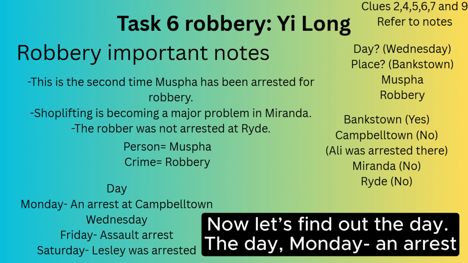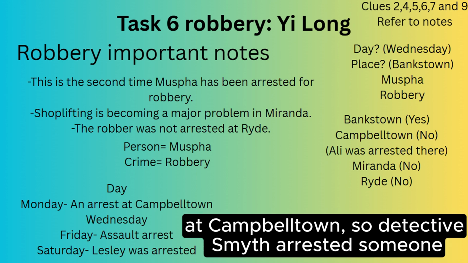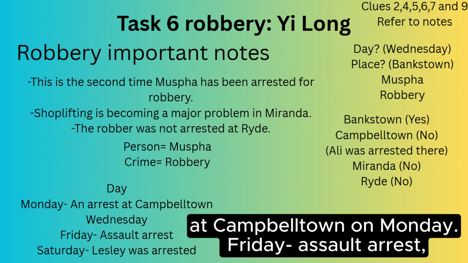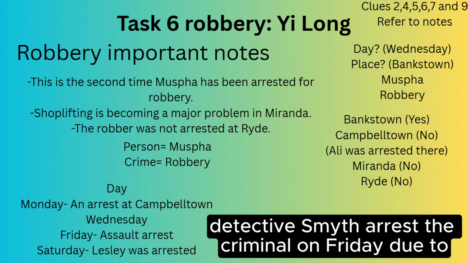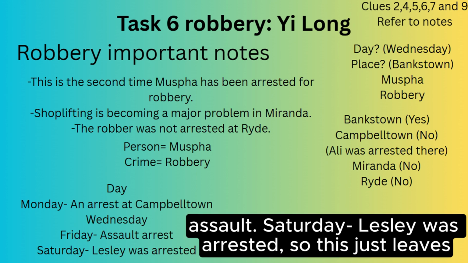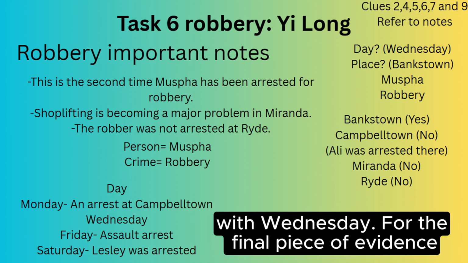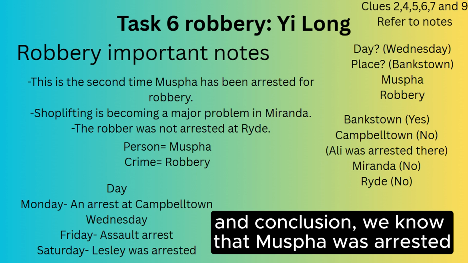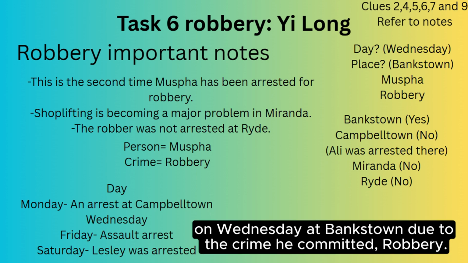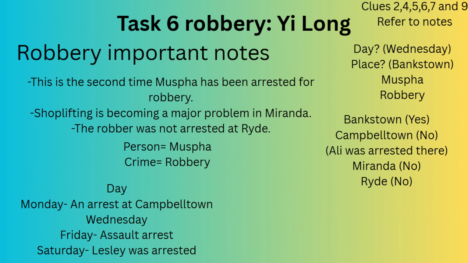The day. Monday. An arrest at Campbelltown. So Detective Smith arrested someone at Campbelltown on Monday. Friday, assault arrest. Detective Smith arrests the criminal on Friday due to assault. Saturday, Leslie was arrested. So that just leaves Wednesday. For the final piece of evidence and conclusion, we know that Musfa was arrested on Wednesday at Bankstown due to the crime he committed, robbery.